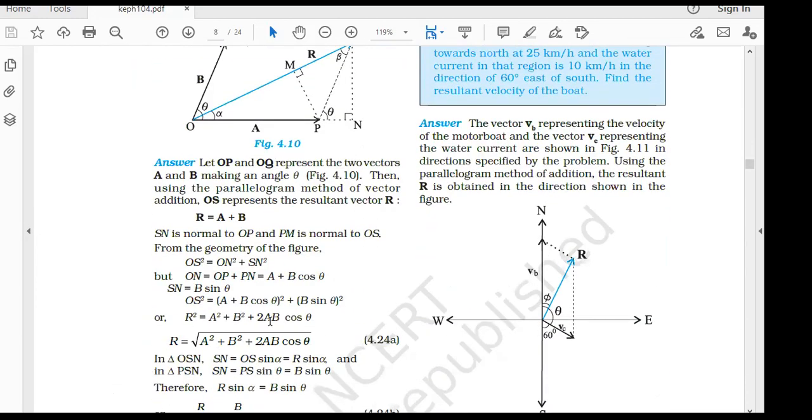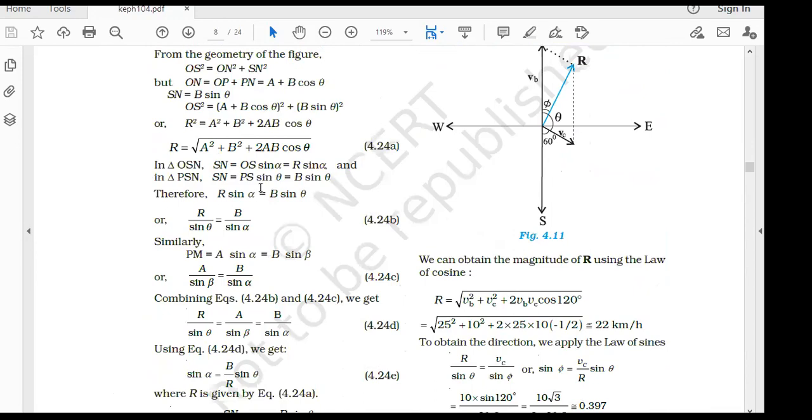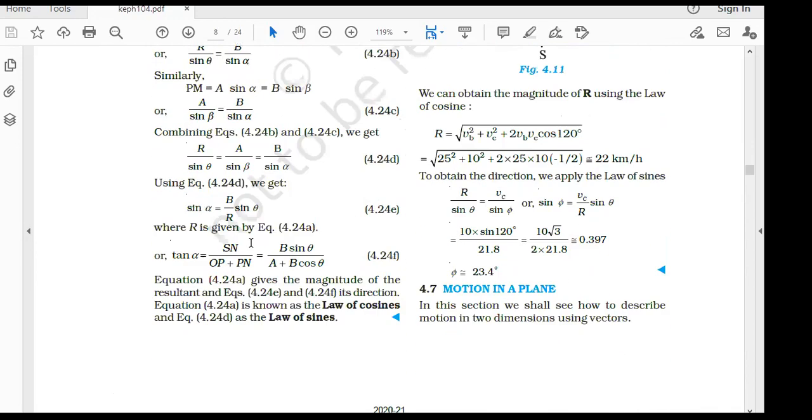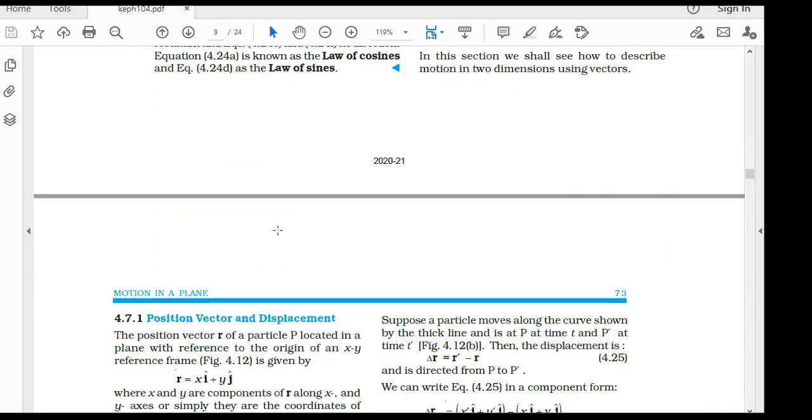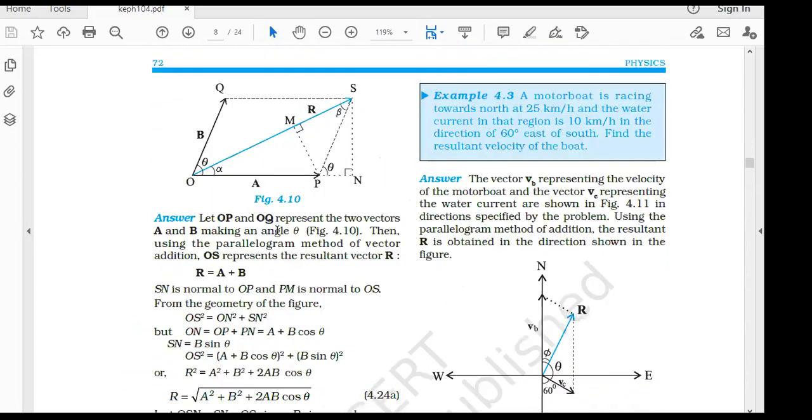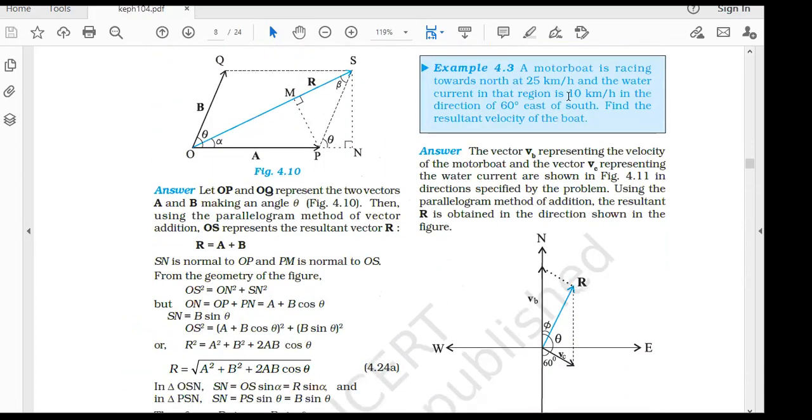This is your vector addition and vector subtraction. So you can check it out yourself. Sine law and cosine law. We derived all these things. Motor boat is racing towards... Try this as homework. Nothing very difficult.